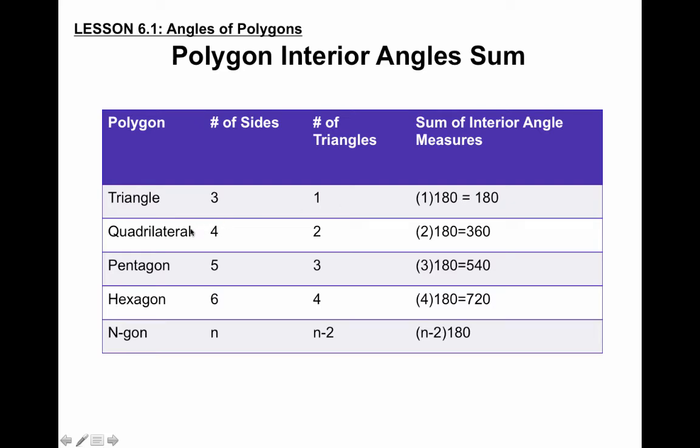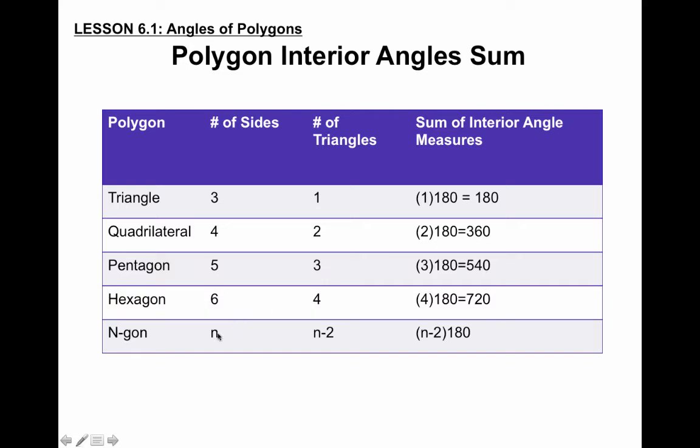A 4-sided figure had 2 triangles in it because we had one diagonal drawn. All I did was take 2 times 180 because there are 2 triangles, so that gets me a total of 360. And the same process keeps going. For the pentagon, there are 5 sides, so 3 triangles created by the 2 diagonals. So 3 times 180 is 540.